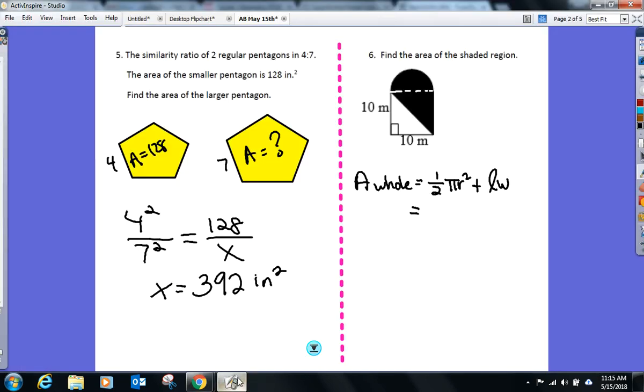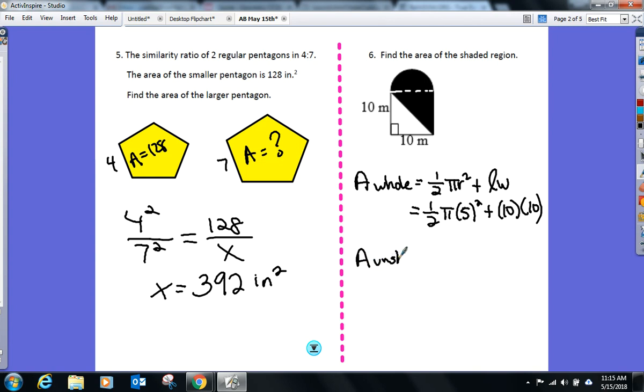Let's roll. Here we go. 1/2 pi. What's my radius? 5 squared plus length and width of the square. 10 and 10. Please don't round that answer because we're going to subtract it to the unshaded. Okay, we'll find that in a second.